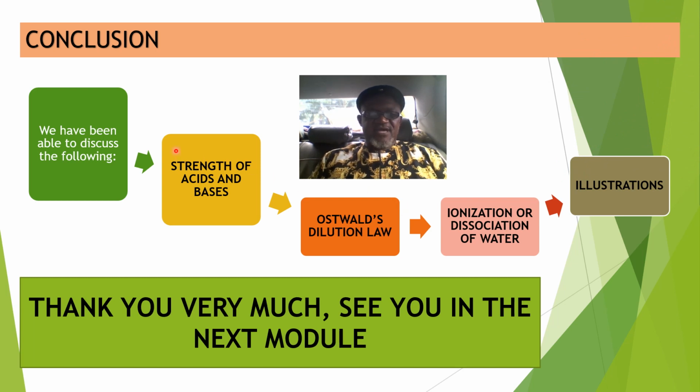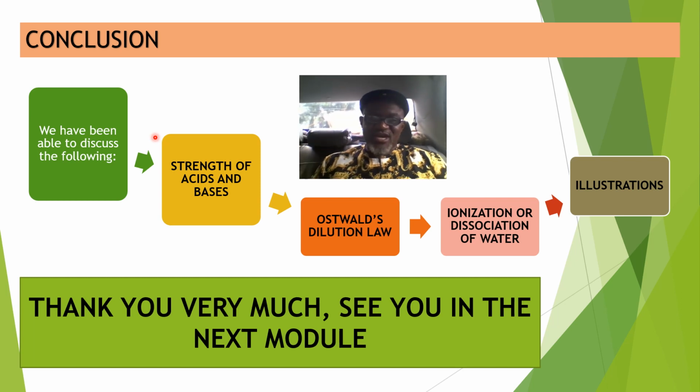All right. Thank you very much. We've come to the end of module 5.2. This is a very sweet lecture. I hope you enjoyed the class. We looked at strength of acids and bases, Ostwald's dilution law, ionization or dissociation of water, and then looked at an illustration. Thank you very much and hope to see you in the next class, module 5.3.